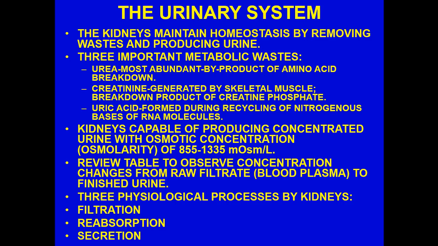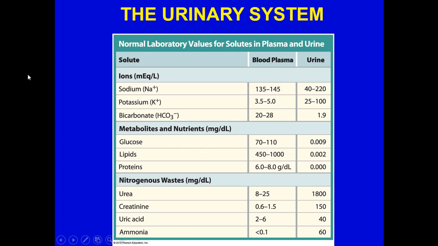Now, there are three physiological processes that do this: filtration, reabsorption, and secretion. Here's a way to think about it. If you were to take raw filtrate, which is pretty close to blood plasma, you're going to have lots of sodium, a modest amount of potassium, and some bicarbonate. But when you look at urine, it has a sizable amount of sodium, quite a sizable amount of potassium, and a very, very low amount of bicarbonate.